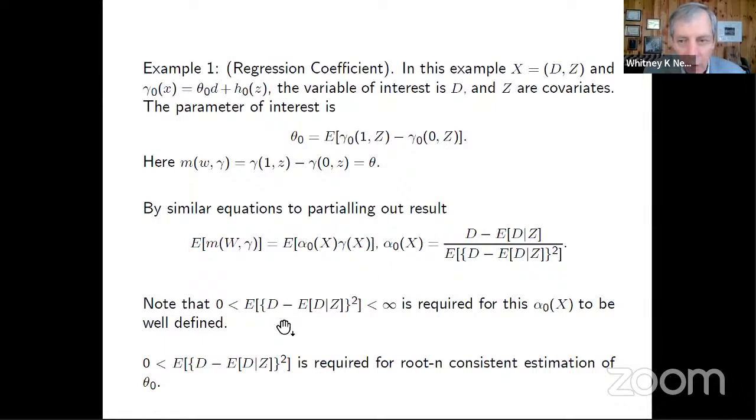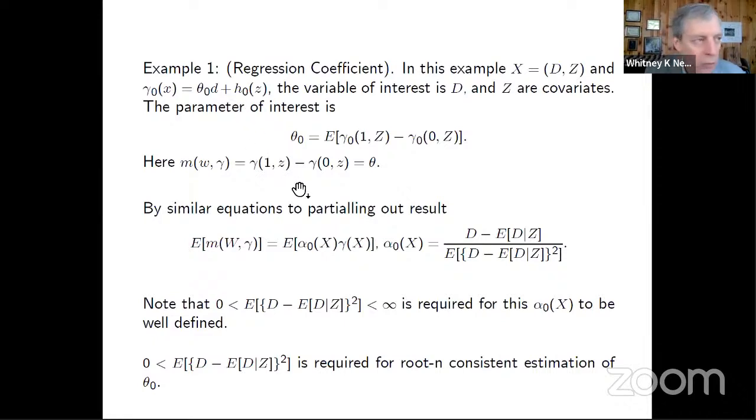Okay. Now note that in order for this to be well defined, first of all, you have to have the denominator finite, otherwise it wouldn't be well defined, and also it has to be positive. Okay. That is the fundamental condition for root n consistent estimation of theta in this kind of a regression setup.